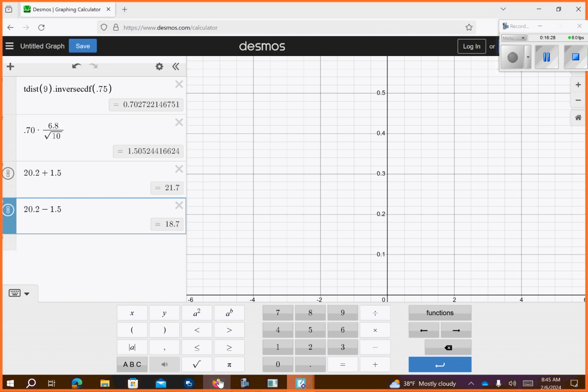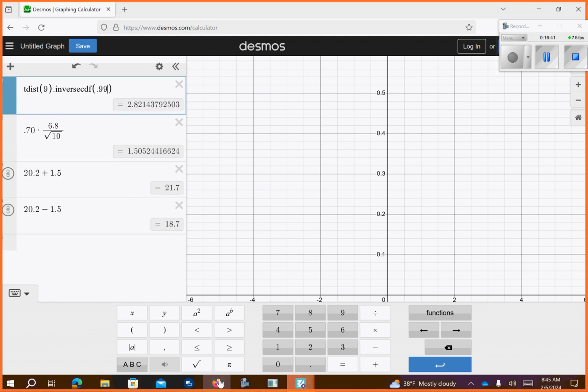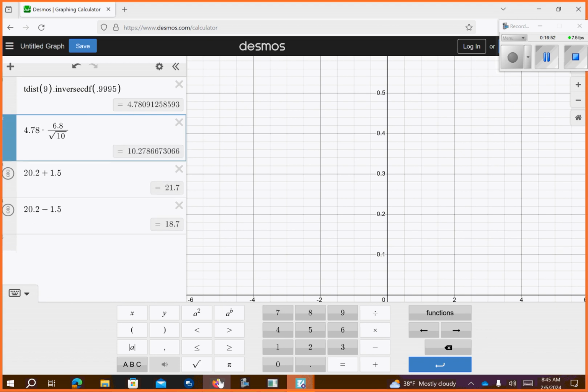And then it says calculate a 99.9% confidence interval. Okay, so let's go halfway to 100 here. What's halfway to 100 if you're at 99.9? 0.9995. Holy cow. Okay, so that's going to change this to 4.78. Then that spans 10.2. And then I'm going to change this from 10.27 and this to 10.27.